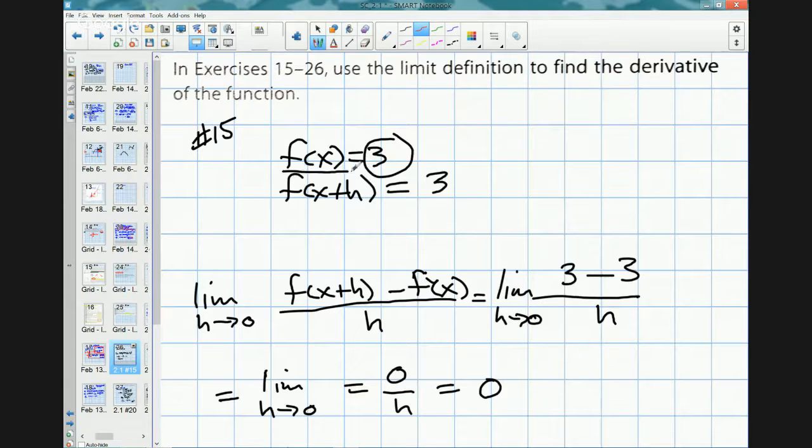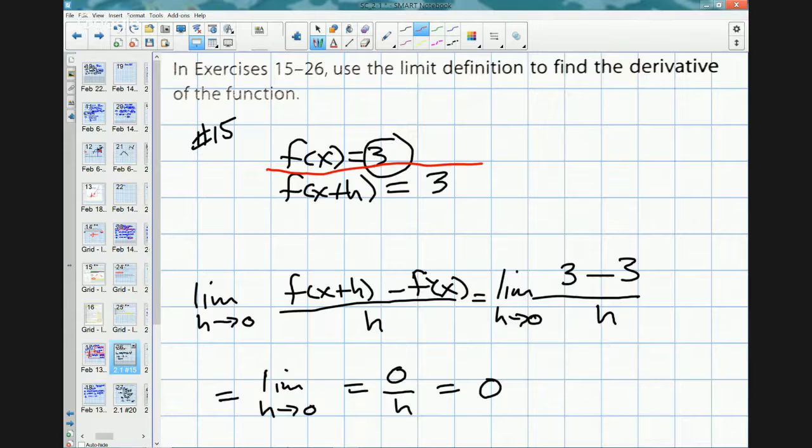Well, look at the function. Whoops, let me undo that. Let me use my red. This is the whole function. Now check this out. What's f of x plus h? Plug in an x plus h wherever there's an x. There isn't even an x. So it's the same thing, 3.